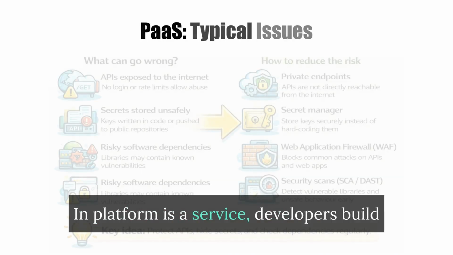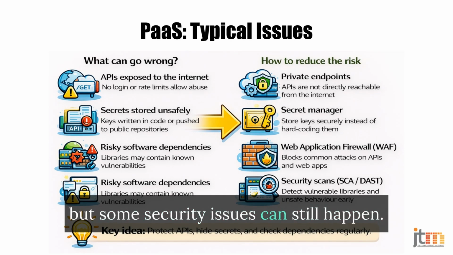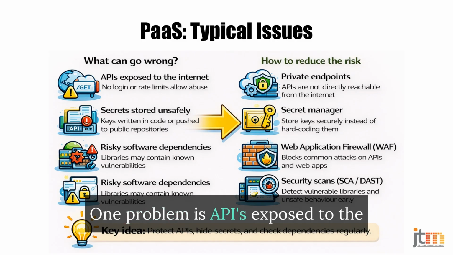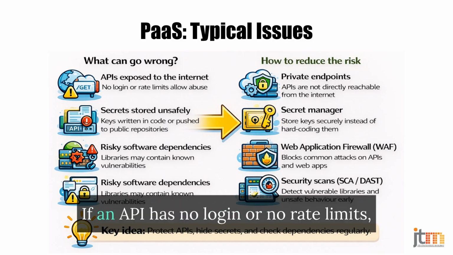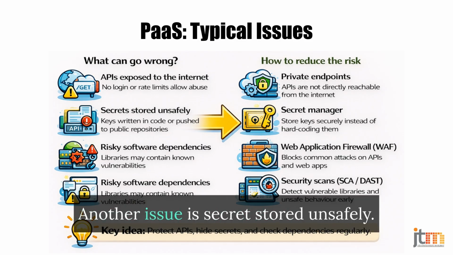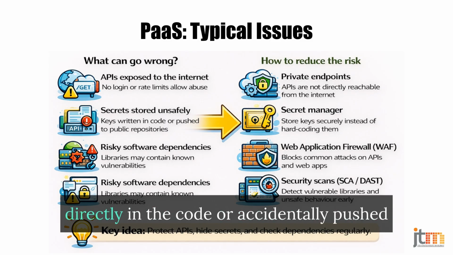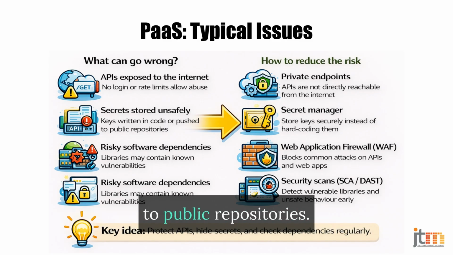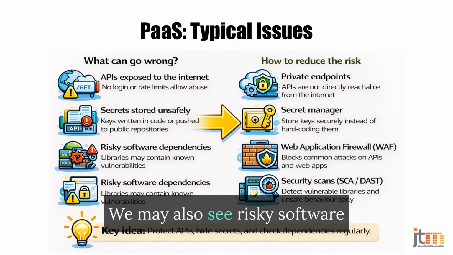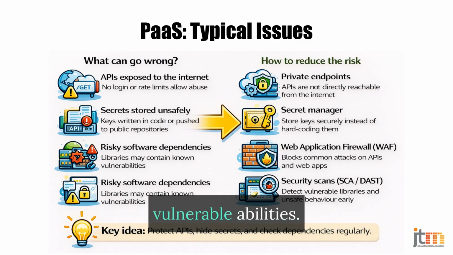In Platform as a Service, developers build and run applications on cloud platforms, but some security issues can still happen. One problem is APIs exposed to the internet. If an API has no login or no rate limits, attackers may abuse it by sending too many requests. Another issue is secrets stored unsafely. Sometimes keys or passwords are written directly in the code, or accidentally pushed to public repositories. We may also see risky software dependencies. Applications often use external libraries, and some libraries may contain known vulnerabilities.